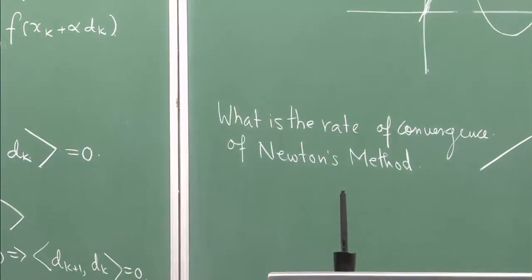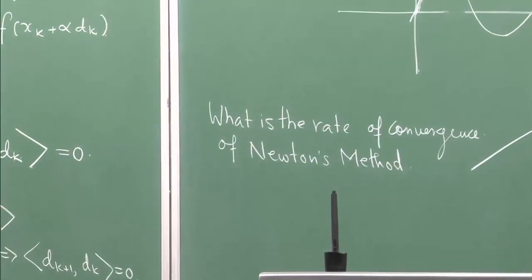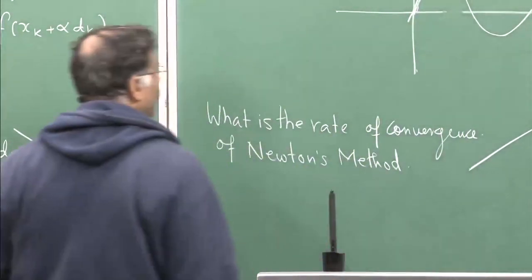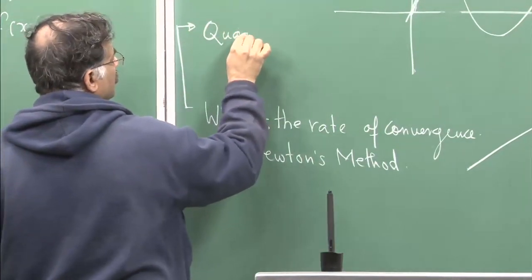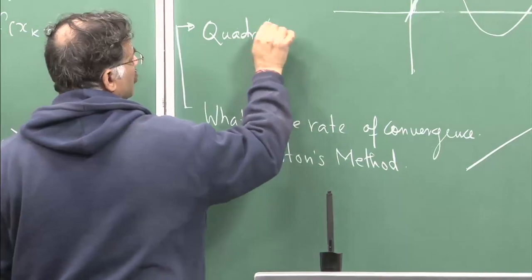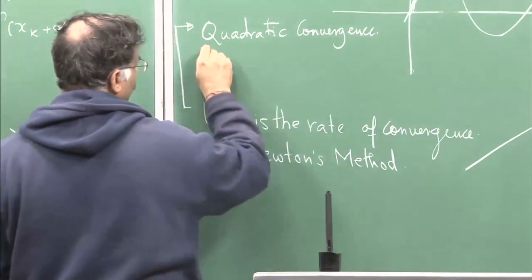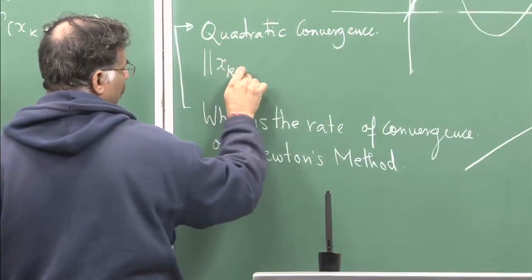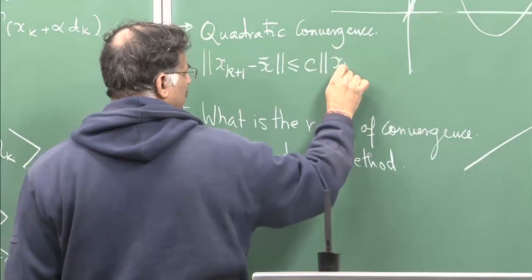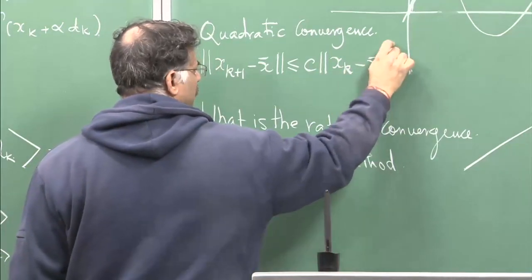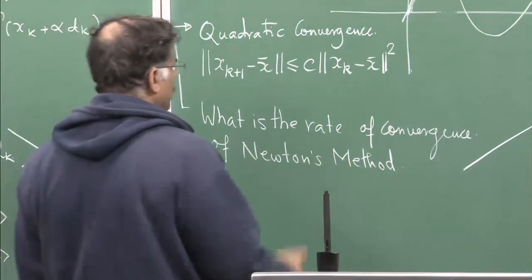So, this is an important question, but there is a crux. The Newton method is very fast. In fact, the rate of convergence is quadratic. The distance of x_{k+1} from x bar is less than some constant times the distance of x_k from x bar, whole square. C is a constant, of course.